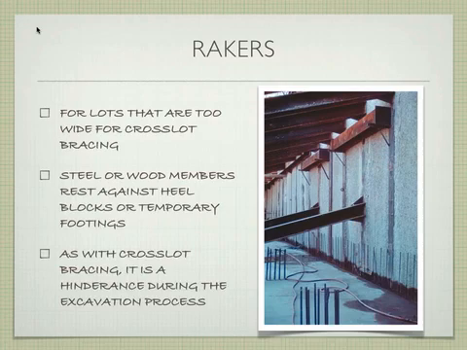Okay, so the next type of brace is what's called a raker. A raker is if you have an excavation that's too big to be able to do a cross-slot bracing. You have to have really long pieces of steel. You're going to do what's called a raker. And a raker is just a diagonal piece that braces from the wall down to the earth against some kind of a temporary block or footing.